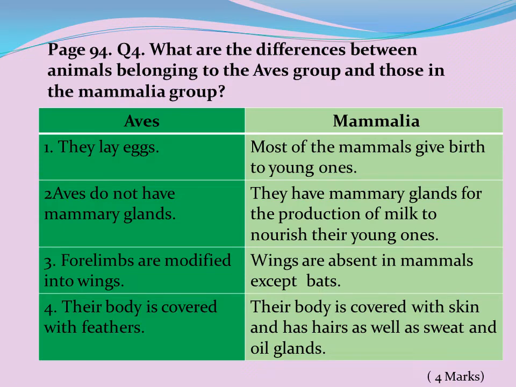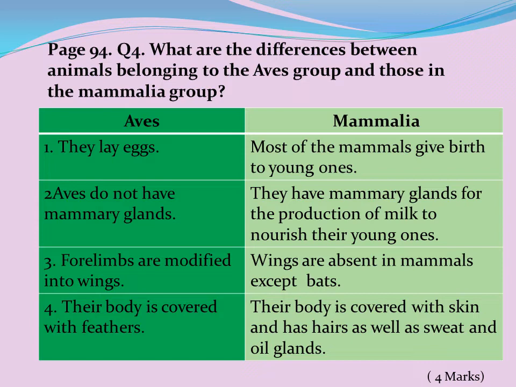Page number 94. Question number 4. What are the differences between animals belonging to the Aves group and those in the Mammalia group? Answer. 1. Aves lay eggs. Most of the mammals give birth to young ones.